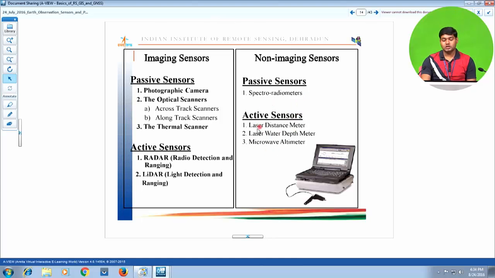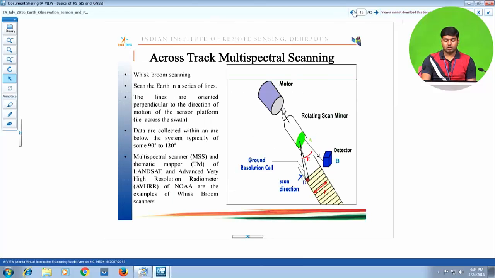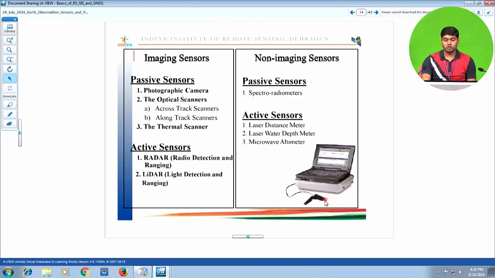Now coming to active sensors: laser distance meter, laser water depth meter, microwave altimeter. They are useful for giving you distance measurements. With the laser distance meter, you target a laser and whatever energy is received back by the sensor, by that you can calculate the distance. Similarly, the laser water depth meter also works. A microwave altimeter is useful for measuring sea depth and sea waves, also sea wave height. Actually this is the image of a spectroradiometer, so you can see how it looks.